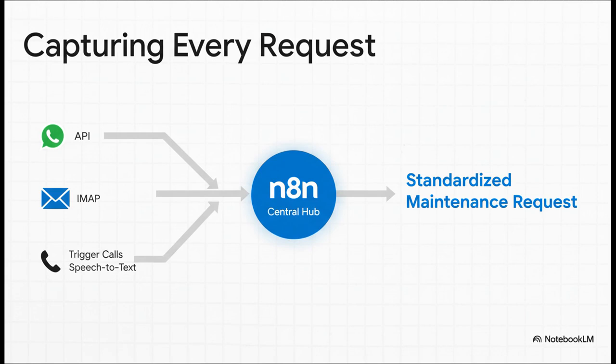So to do this, we're going to use an automation platform like N8N. Think of it as a central hub that connects all our different apps and services. We set up what they call triggers, which are basically just little listeners waiting for something to happen. We'll have a trigger for WhatsApp, another one for emails, and even one that takes phone calls and uses a service to turn that speech into text. So no matter how our request comes in, it gets captured.